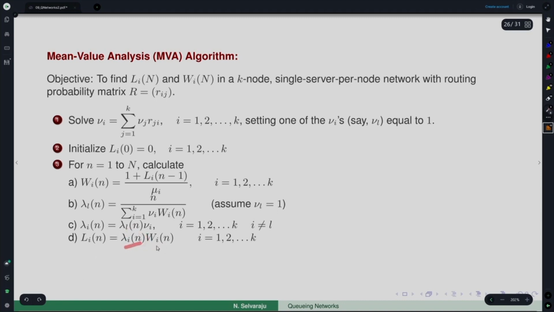So, once I compute lambda I n, I will get this W I n from step A, I plug it in, and I will get lambda I n. This is for n is equal to 1. That means that you are computing for one customer.